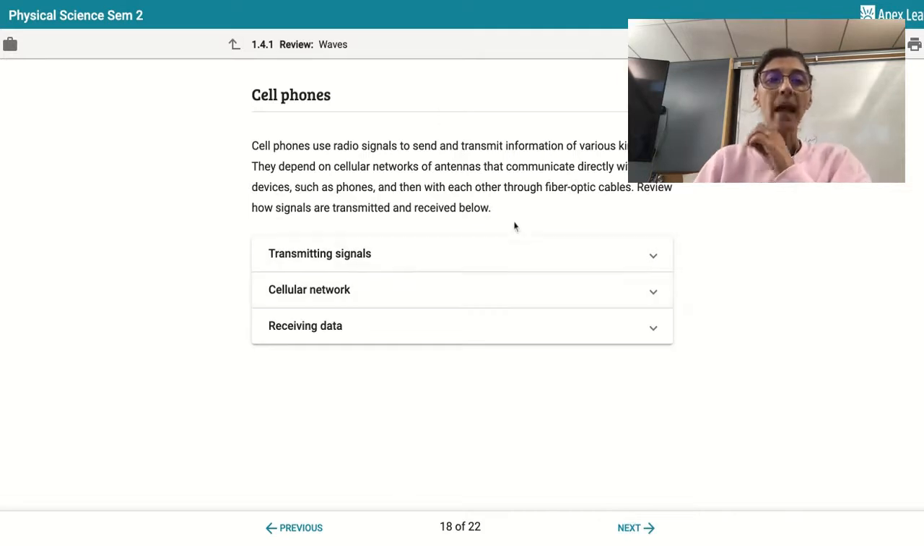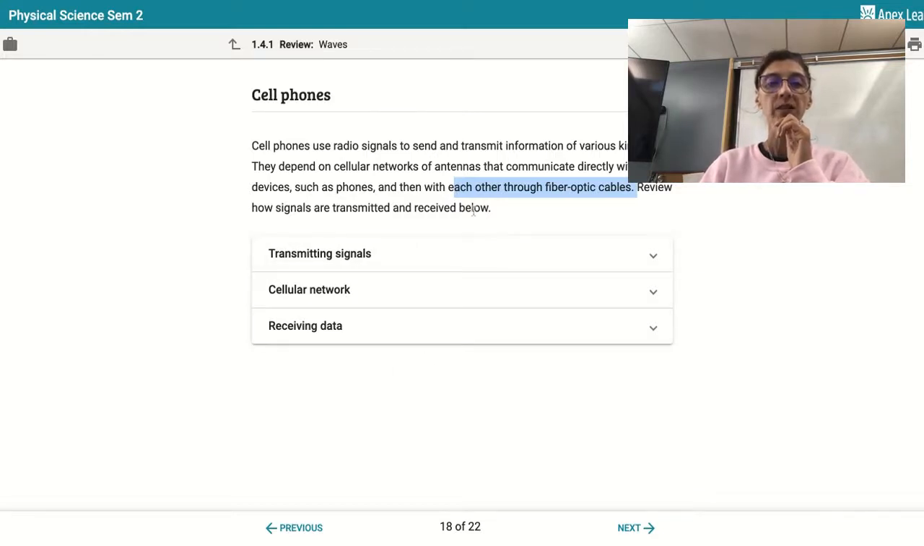Cell phones are one application. They use radio signals to send and transmit information. They depend on a cellular network of antennas that communicate directly with other devices, like phones. They also communicate with fiber optic cables.